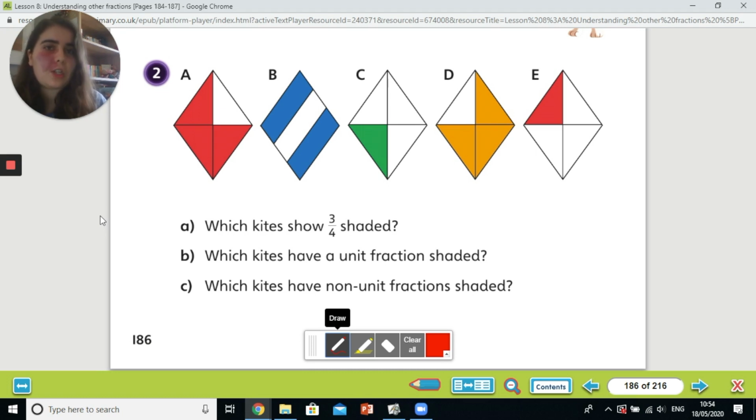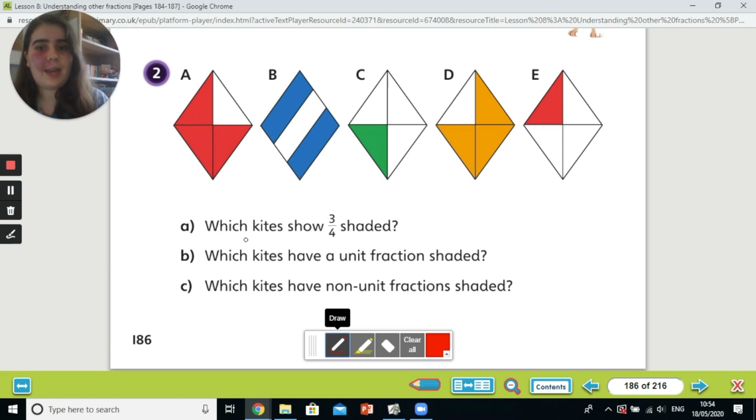Now question 2 is a little bit trickier. We've got 5 different kinds of kites here, and we have to pick out, first of all, which kites show 3/4 shaded, which kites have a unit fraction shaded, and which kites have non-unit fractions shaded. Remember that a unit fraction is where 1 part has been shaded, or the numerator is always 1. And non-unit fractions are where the numerator, or the parts that have been shaded, is more than 1. So pause the video again and have a go, and we'll go through it in a second.